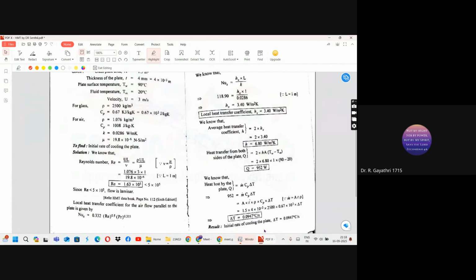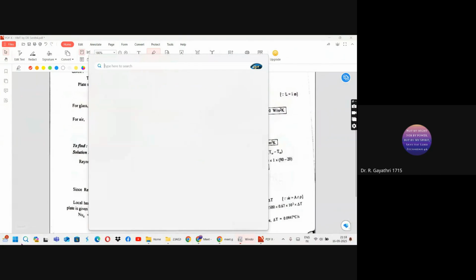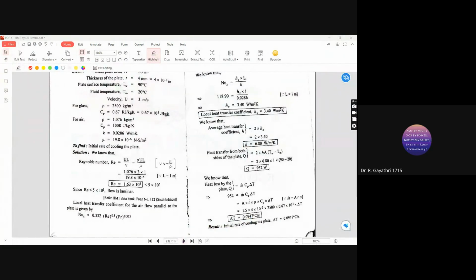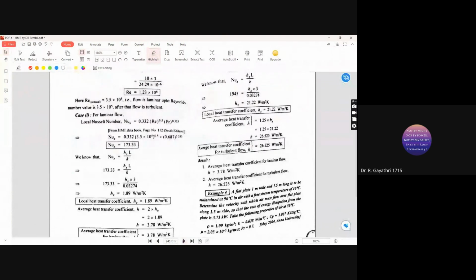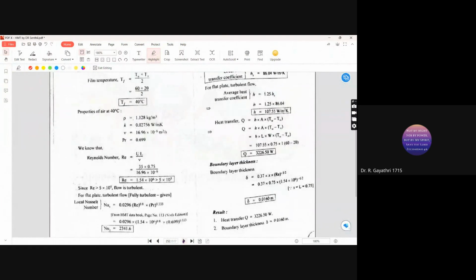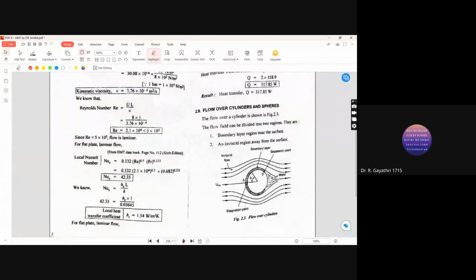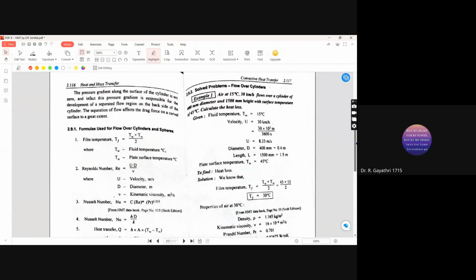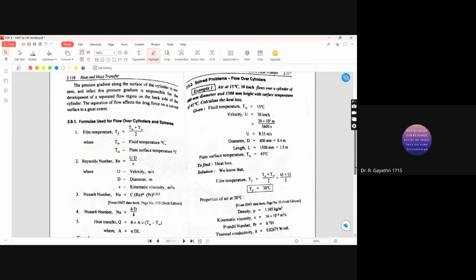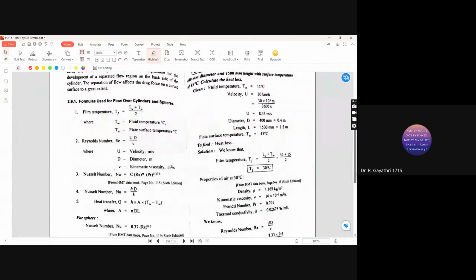This is the second question. Next we can see the problem on page number 257. If you have the book, you can turn to page 257. This is flow over a cylinder. Next we can see one problem on flow over a sphere. For flow over a cylinder and sphere, we can use these equations.